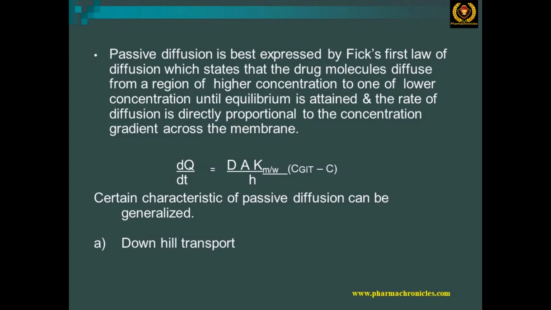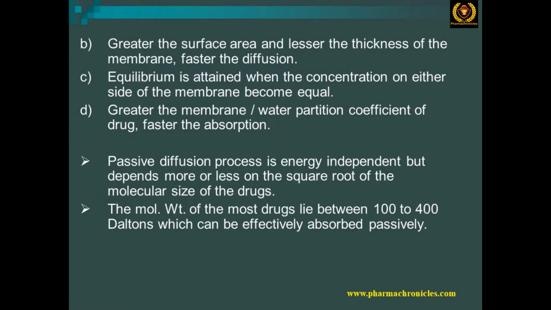dQ/dt equals DAKm/w (CGIT minus C)/h. Certain characteristics of passive diffusion can be generalized. A. Downhill transport. B. The greater the surface area and the lesser the thickness of the membrane, the faster the diffusion. C. Equilibrium is attained when the concentration on either side of the membrane becomes equal. D. The greater the membrane/water partition coefficient of the drug, the faster the absorption. The passive diffusion process is energy independent but depends more or less on the square root of the molecular size of the drugs.